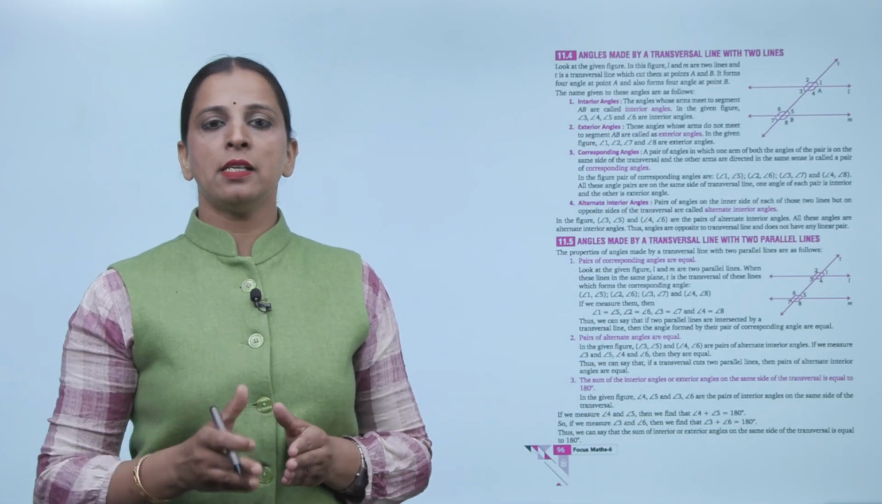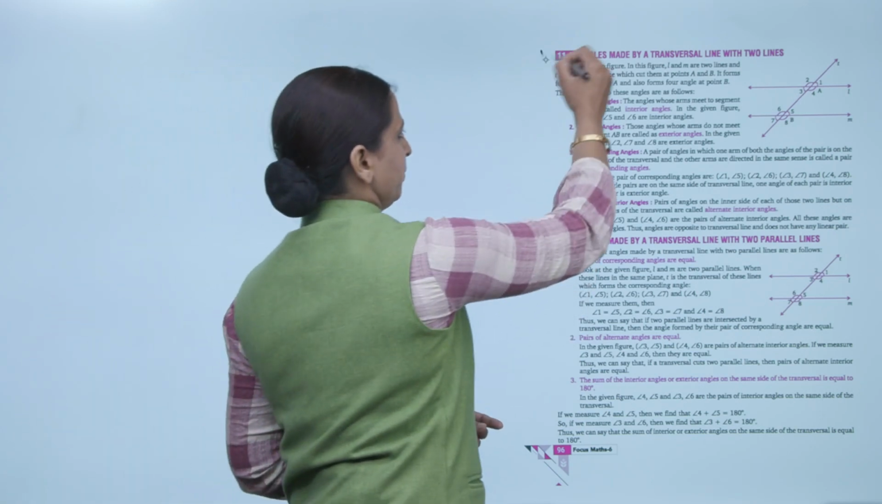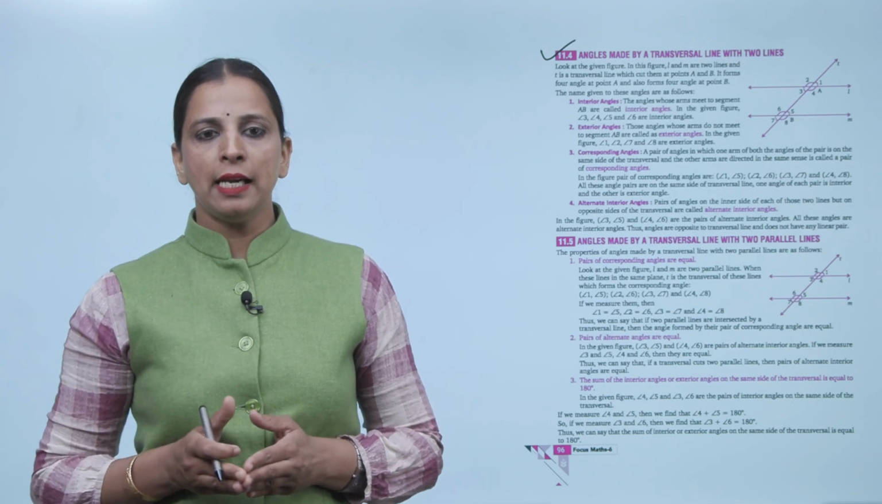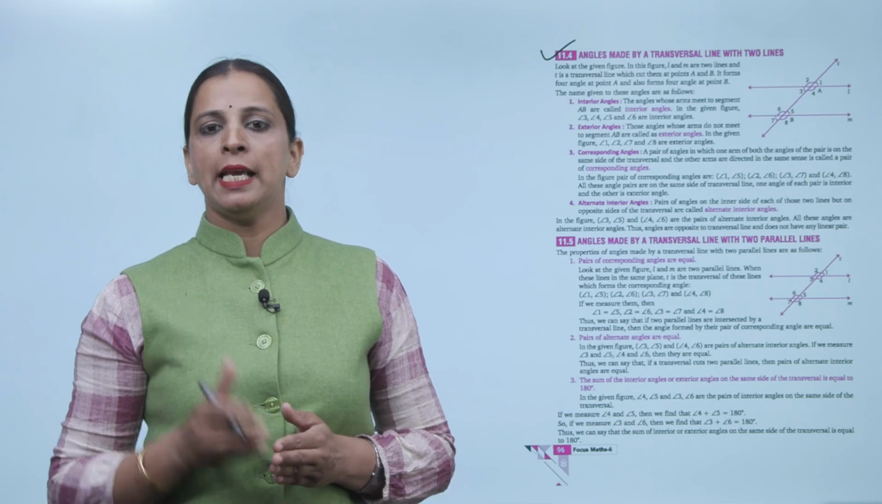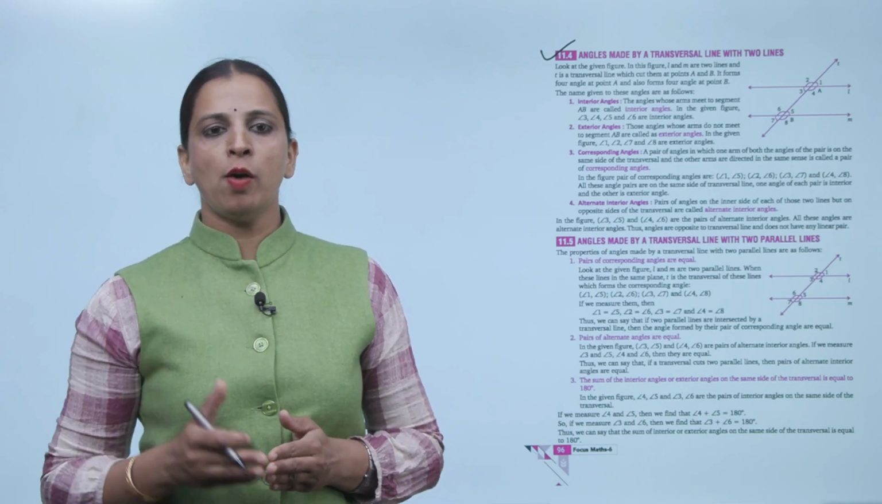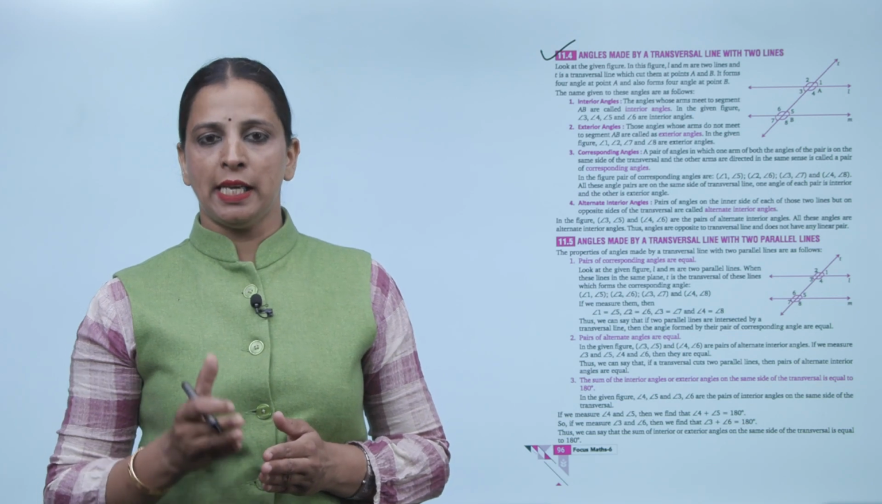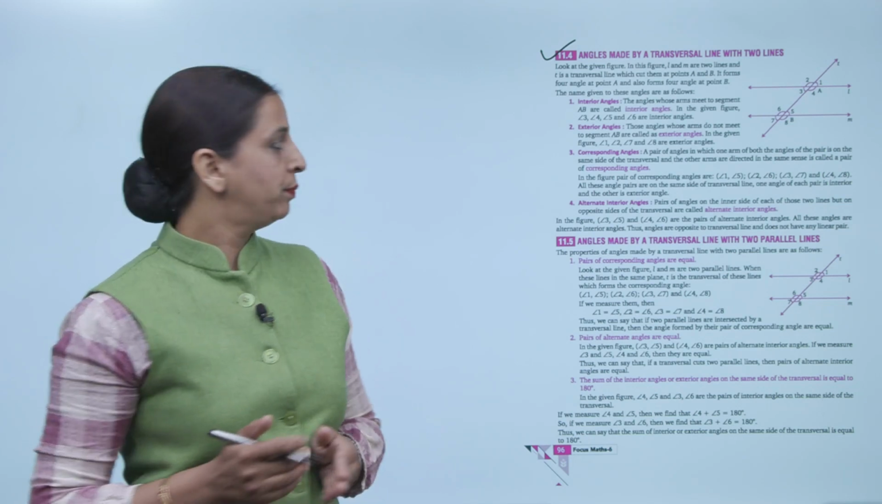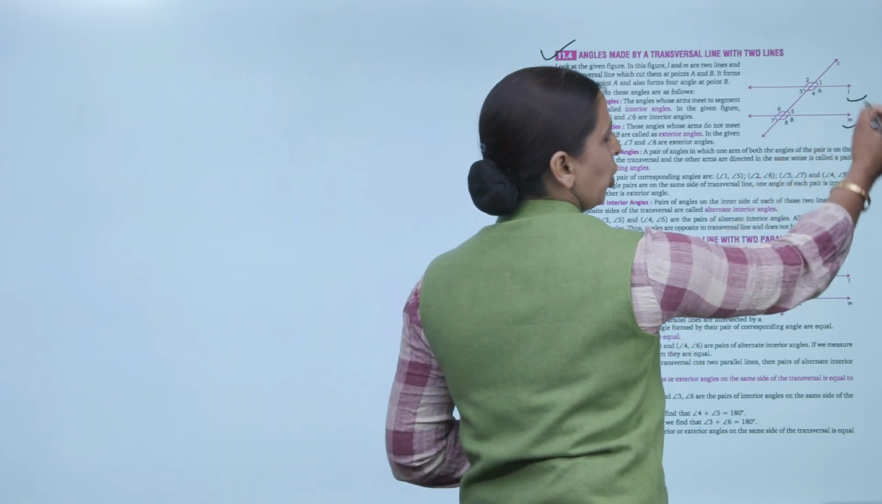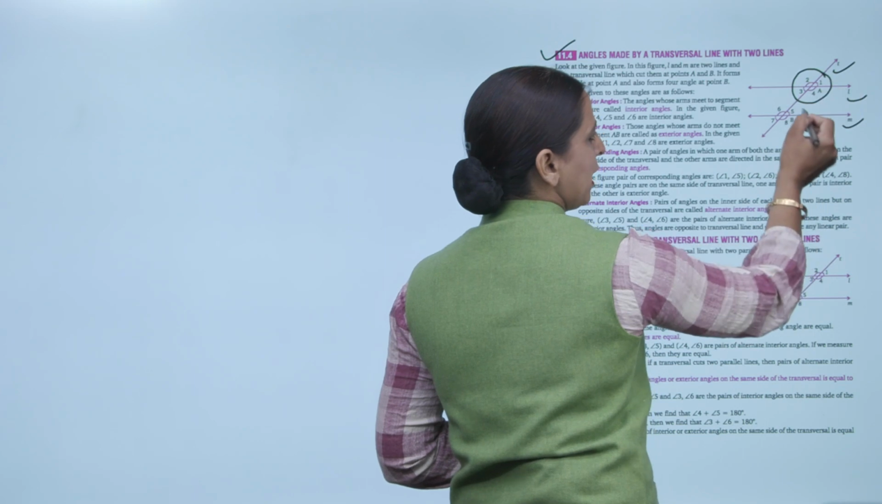Now next is angles made by a transversal line with two lines. Look at the given figure. In this figure, L and M are two lines and T is a transversal line which cuts them at points A and B. It forms four angles at point A and also four angles at point B. L and M और T ट्रांसवर्सल, ये 4 एंगल्स A पे और 4 एंगल्स B पे.